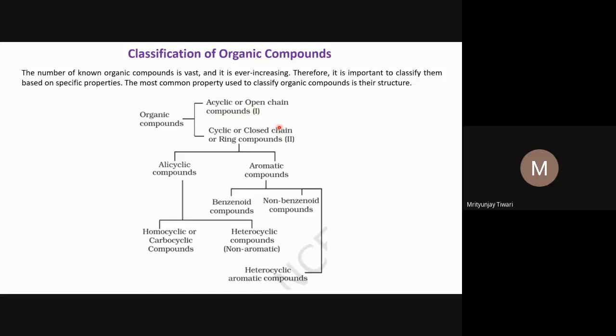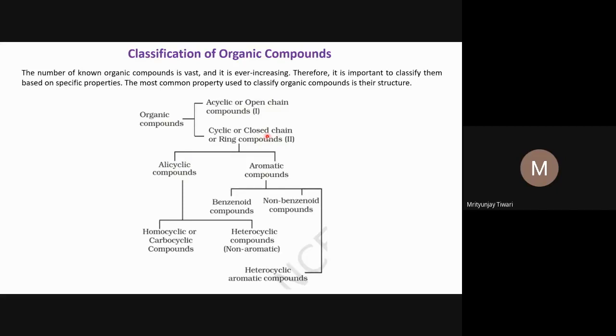If a ring structure or any closed chain structure is found in an organic compound, then we put those compounds in the cyclic or closed chain or ring compounds. These are subdivided into alicyclic compounds, also called aliphatic cyclic compounds, and aromatic compounds. Please remember that all the open chain compounds or closed chain compounds may or may not have branches.